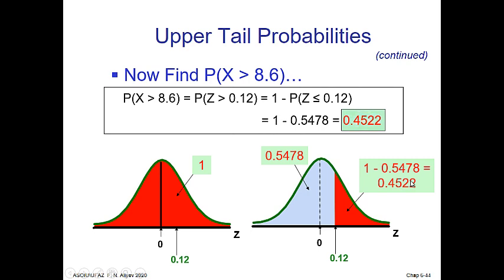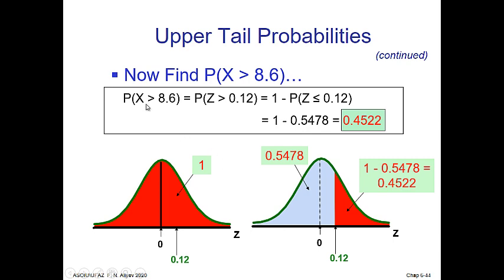You must know that in the table of the normal distribution you have only the left side area. So to find the right side area you need to subtract the left side area from 1. To calculate the right side area, first you must calculate the left side area, and then subtract it from 1, and you obtain the right side area.